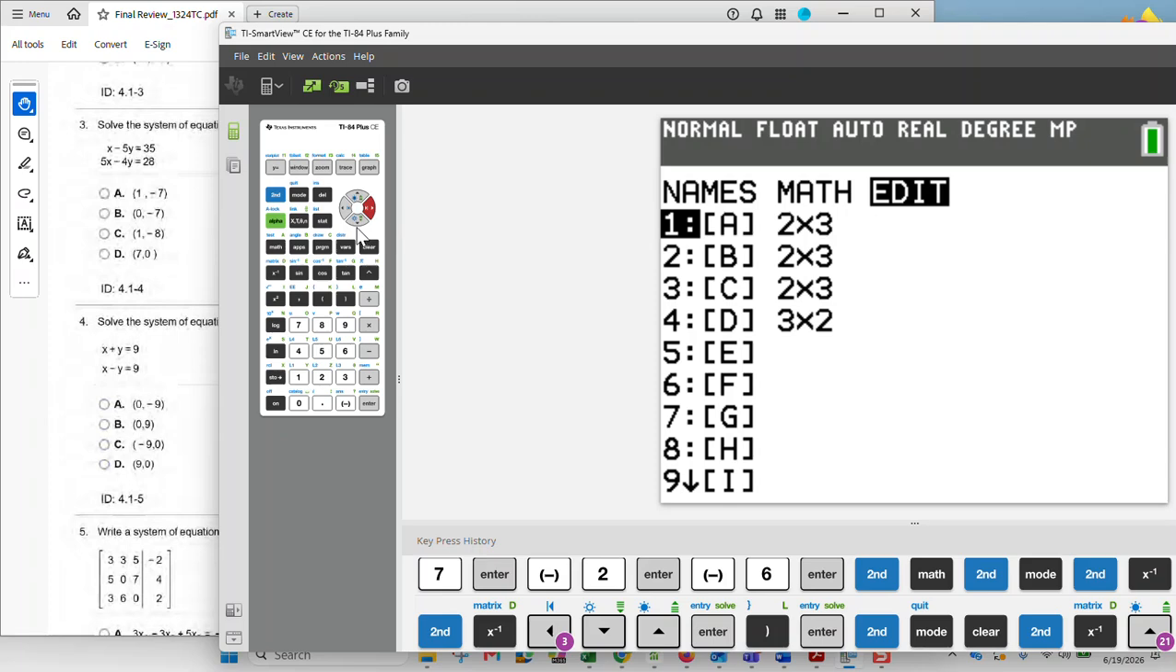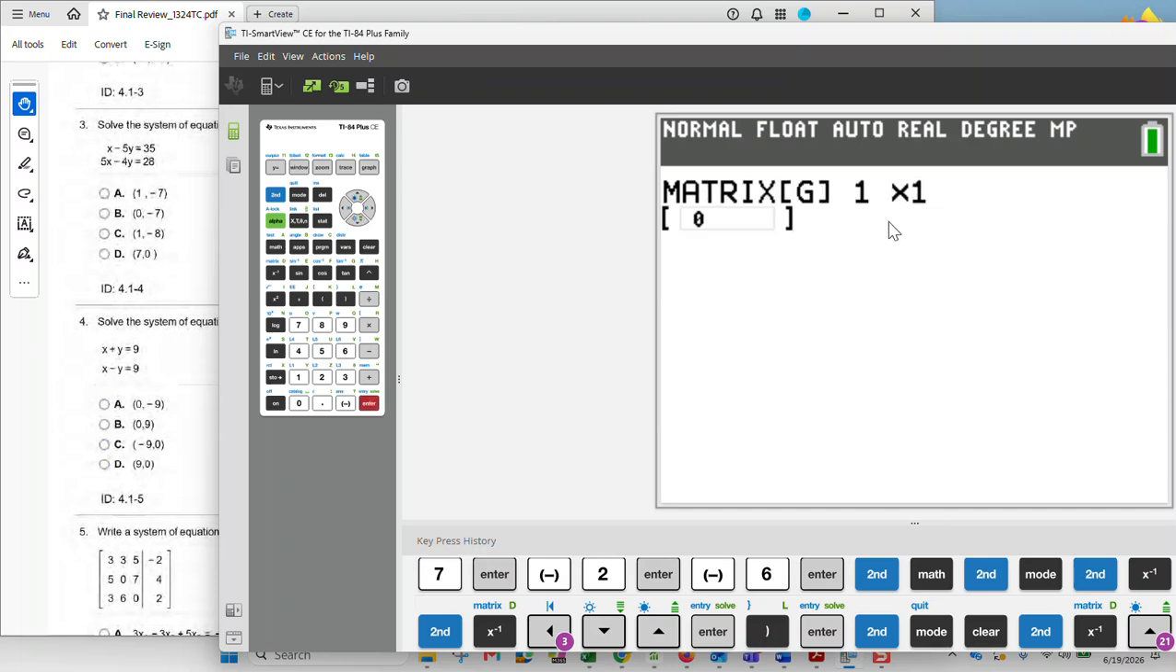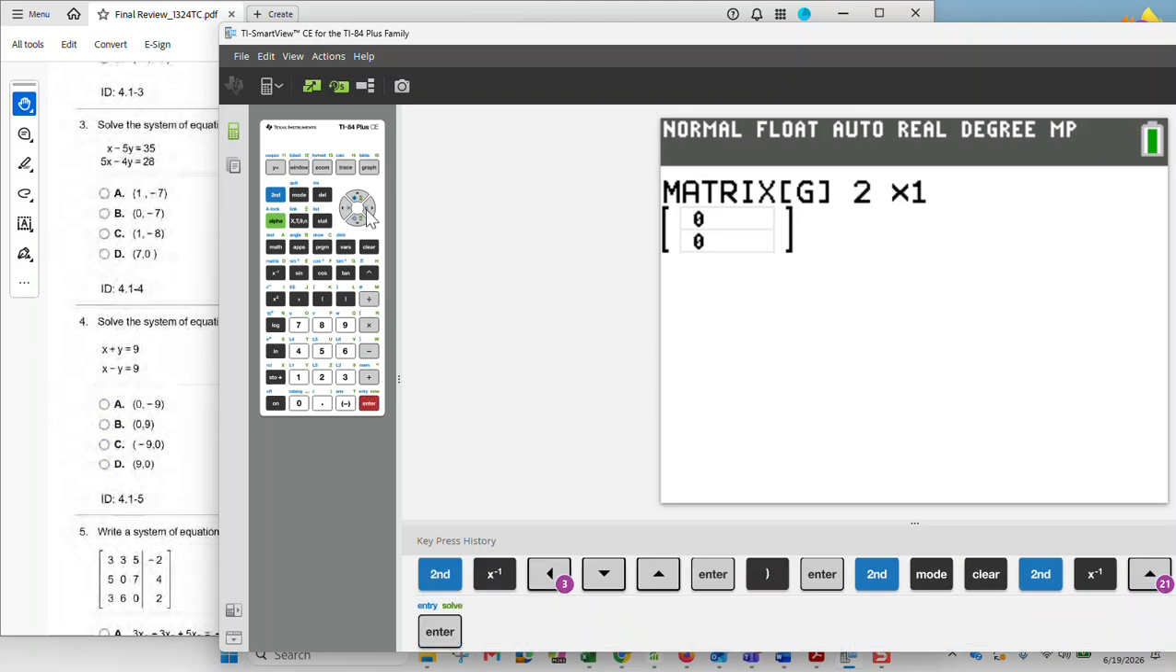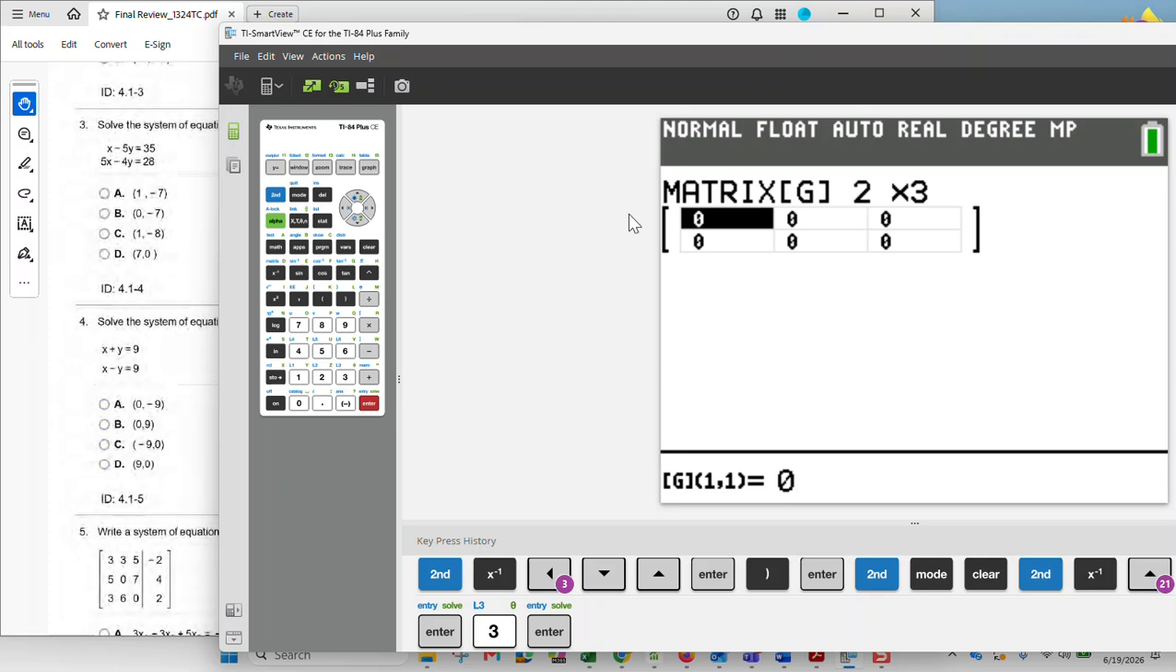I can go to edit, and like I say, if I want to input into my G, that's fine. You can use any matrix name you want in here, right? So I input into G. The default is usually 1 by 1, and I have 2 rows and 3 columns, so I need to enter 2, hit enter, 3, hit enter. Now I have this 2 by 3 matrix, right?